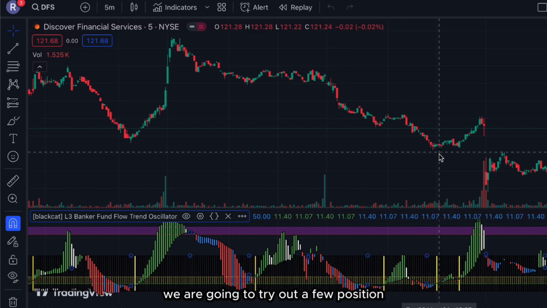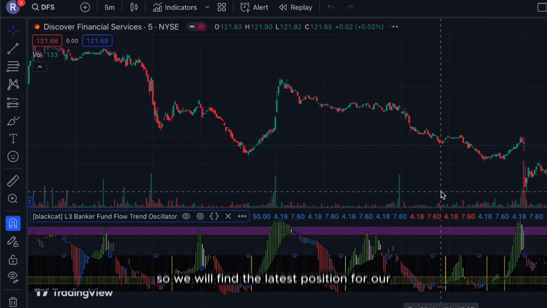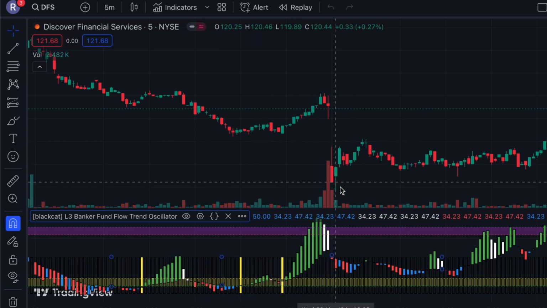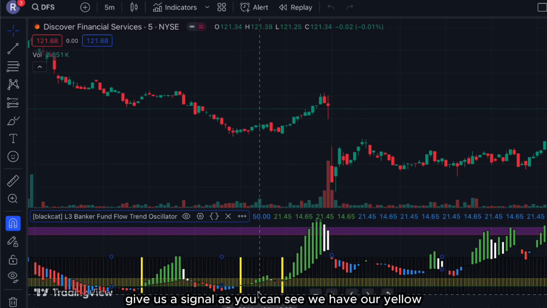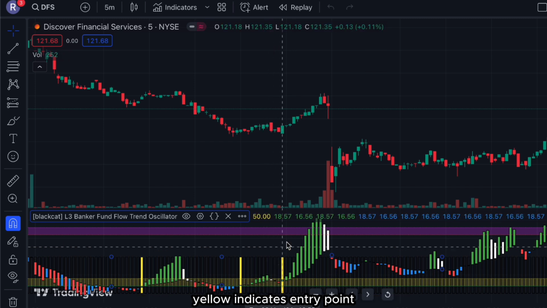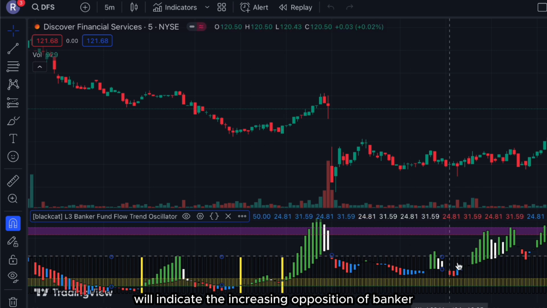First of all, we are going to try out a few positions for our trading strategy. So we will find the latest position for our reversal signal. As you can see, we have our yellow. Yellow indicates the entry point, and green will indicate the increasing of position of banker.